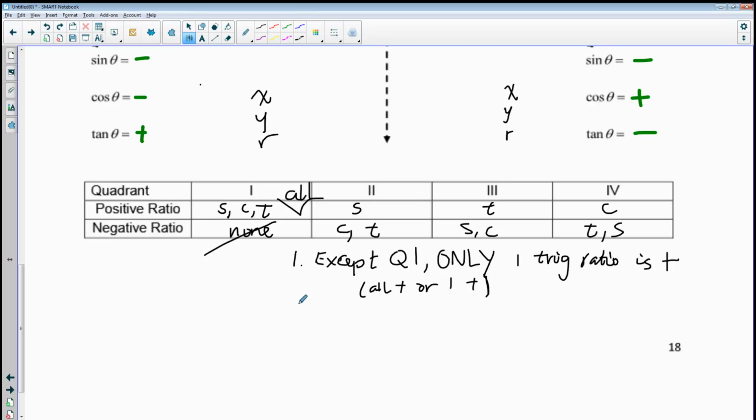All right. And of course, our second conclusion is that it's related to the coordinates of the point. It's determined by the coordinates of the point.